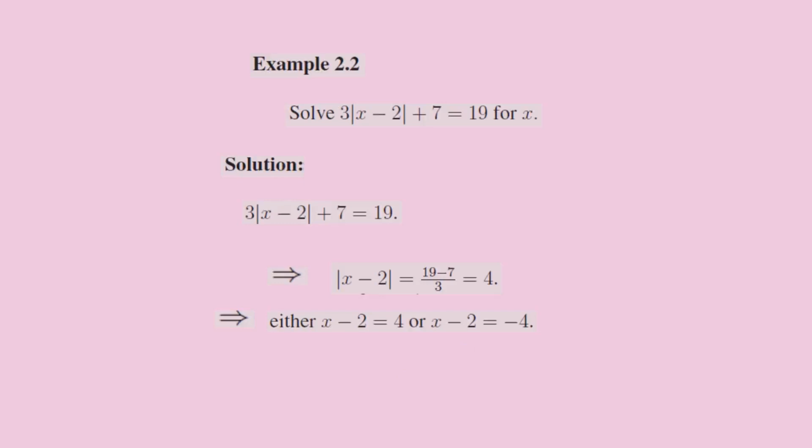The minus 2 comes to this side as plus 2, so 4 plus 2 means 6. That is, x equal to 6 is one answer. And in the other case, the minus 2 comes to this side, and we get minus 4 plus 2. That is, x equal to minus 2. So these two are the solutions for this sum.